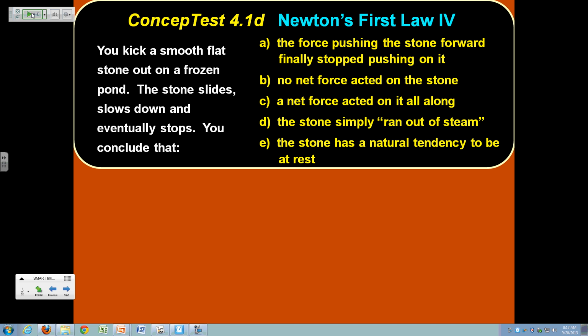All right, you kick a smooth, flat stone out on a frozen pond. The stone slides, slows down, and eventually stops. You conclude which of these? Now, Aristotle would look at the situation and say, well, it just wanted to get back to rest. What's the real answer?